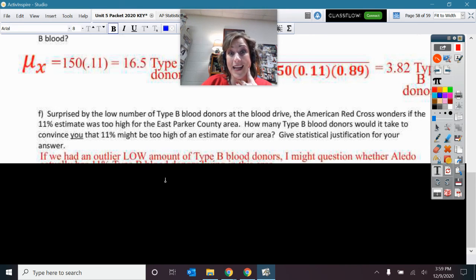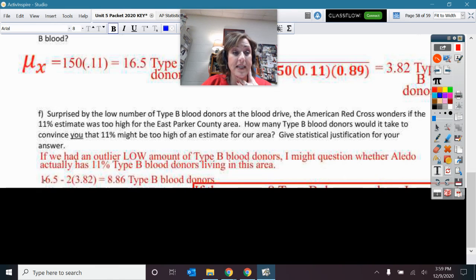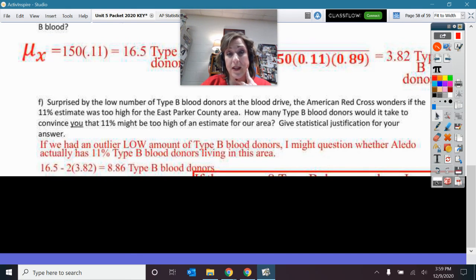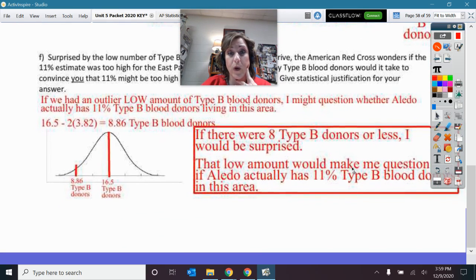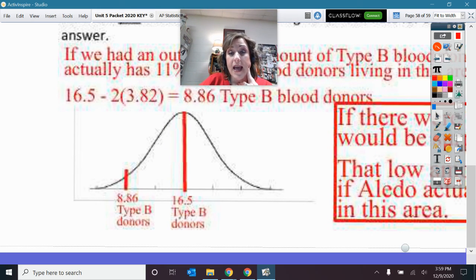So an outlier low amount would make me be surprised. I'm going to take that expected value of 16 and a half and subtract 2 standard deviations. That gives me 8.86. All right, but remember that we struggle with finding, okay, where am I at on that? So I have a picture. Always draw a picture. Draw a picture. So 16.5 is what's expected. That's the mean. But my outlier fence is here at 8.86.